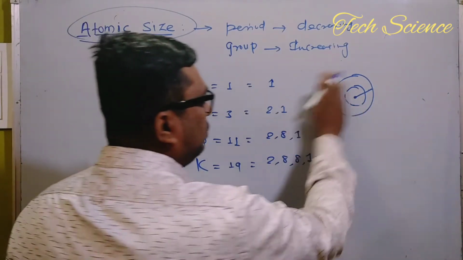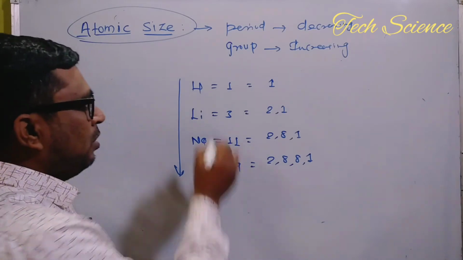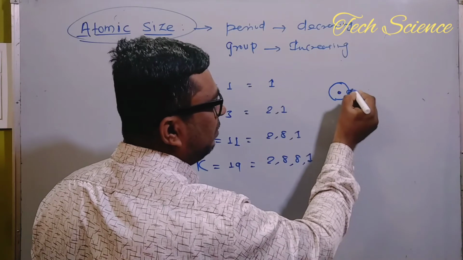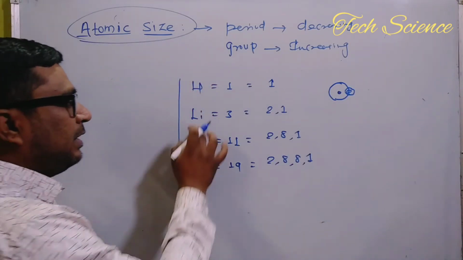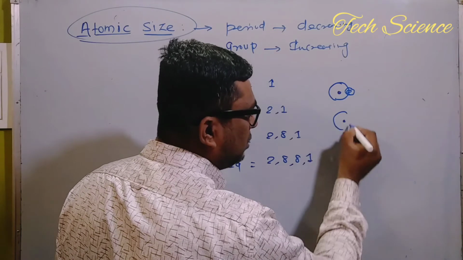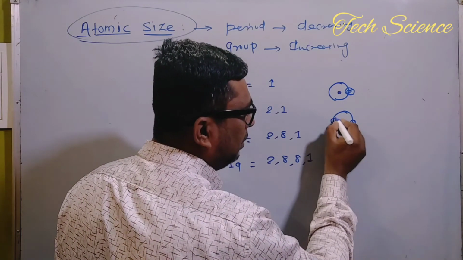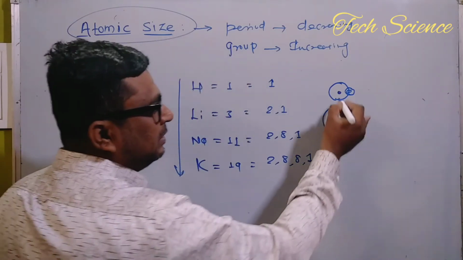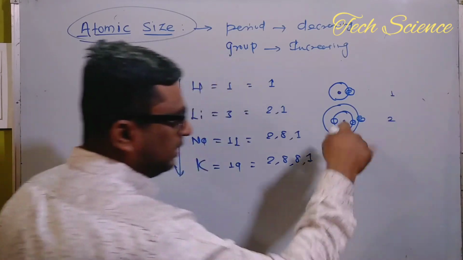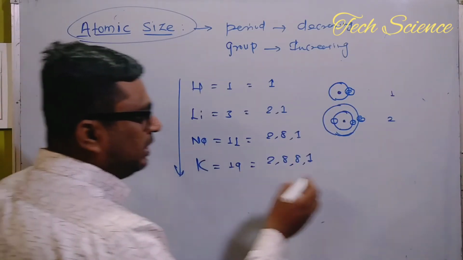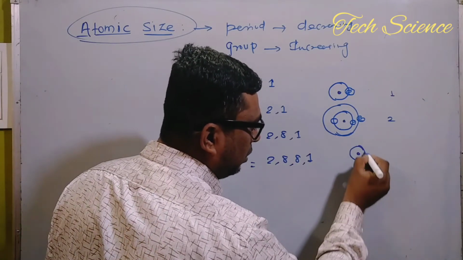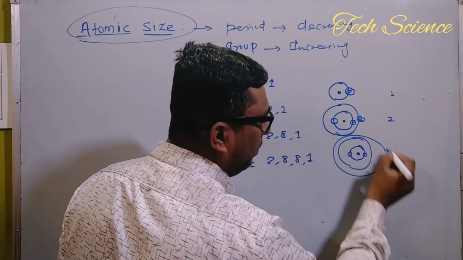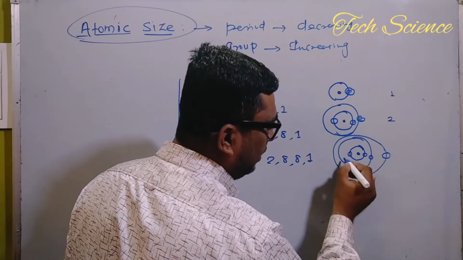Now observe. What about the group when you are moving from top to bottom? What about hydrogen? This is the nucleus and the first orbit, and this is the outermost orbit having only 1 electron. Am I right? Regarding lithium, this is the nucleus, first orbit 2 electrons, and second orbit 1 electron. Means here only 1 orbit is there, here there are 2 orbits. Means the shell goes on increasing. What about sodium? This is the nucleus, first orbit 2 electrons, second orbit 8 electrons, and the third orbit 1 more electron. Means the number of orbits goes on increasing.